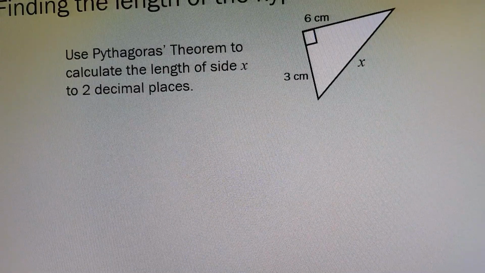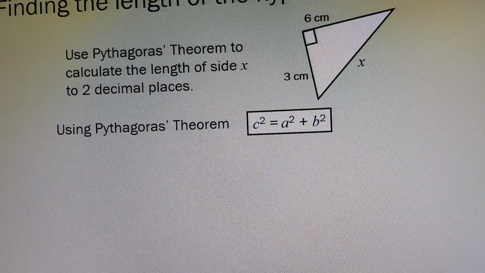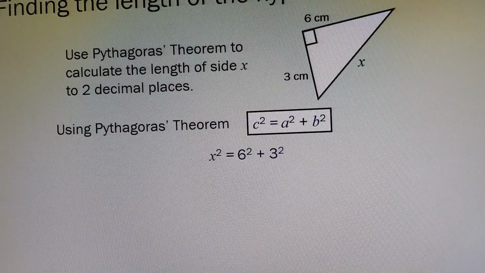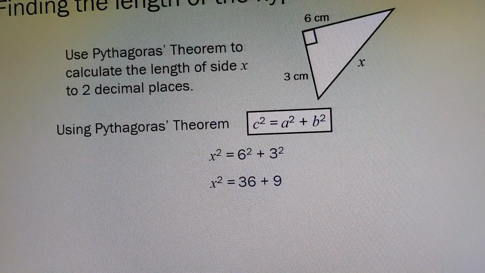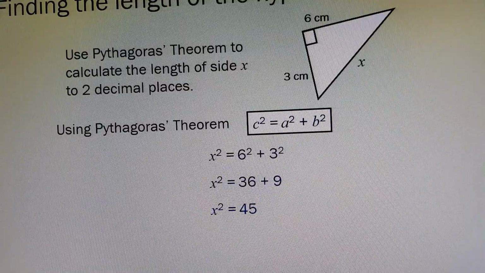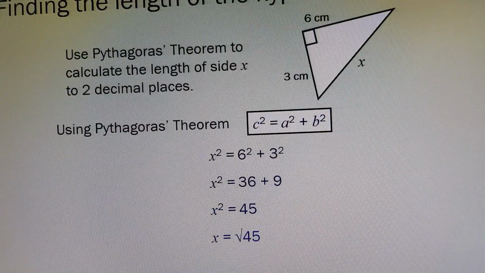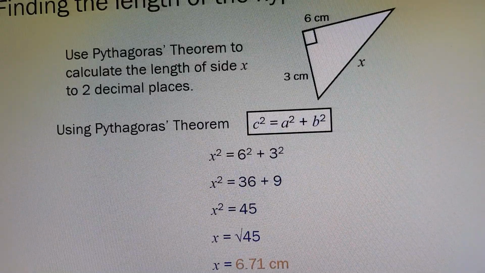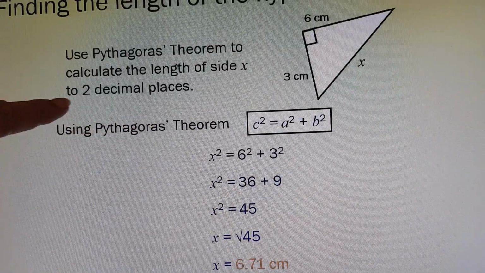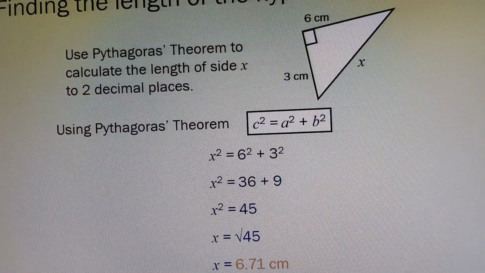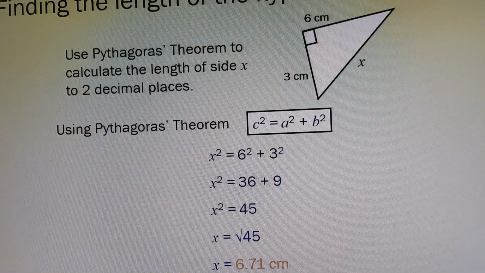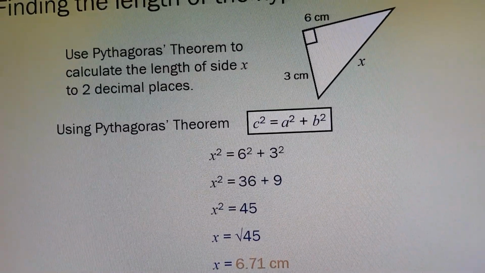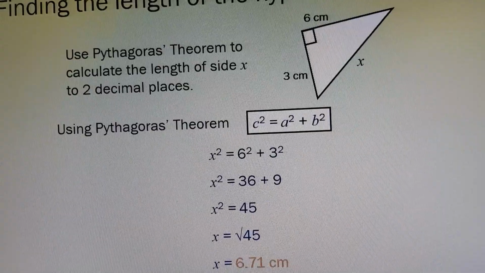So here we go. I'm going to write down the rule. I'm going to substitute the values, and then I'm going to start working it out. So x squared is 36 plus 9, which gives me 45. I'm then going to square root that, and my answer is going to be 6.71. Do check with the question what accuracy you need to give the answer to, because that's where most people make mistakes. So that's how you find the hypotenuse. A couple of examples for you to have a look at.